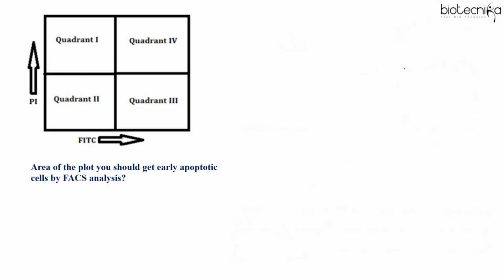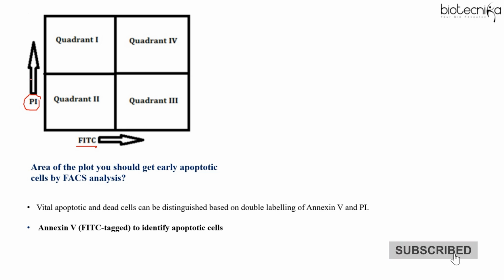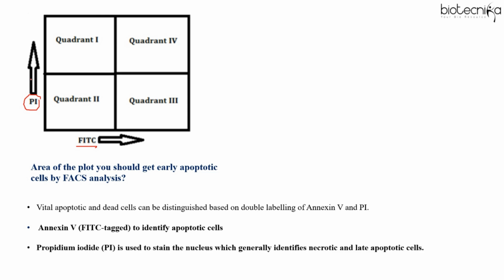So in the question, this diagram is given to us, right? You can see we have FITC on the x-axis, PI on the y-axis. So you should know what these dyes have been used to label. We have used annexin 5, which is tagged with FITC, fluorescein isothiocyanate. And propidium iodide is used to stain the nucleus, which identifies necrotic and late apoptotic cells.